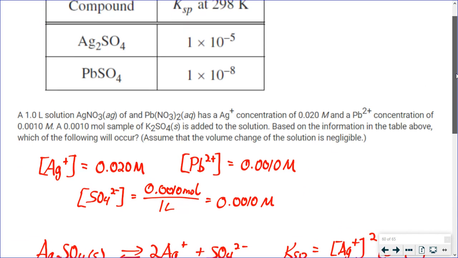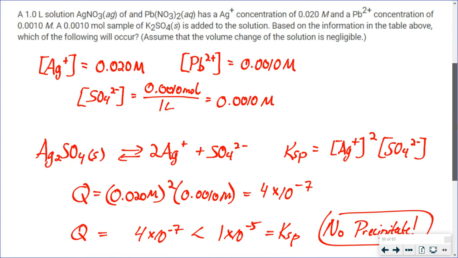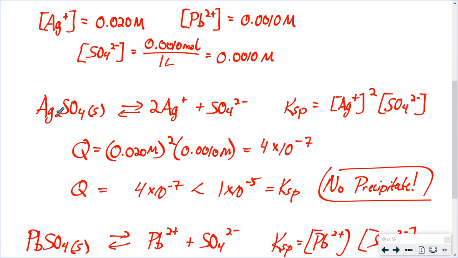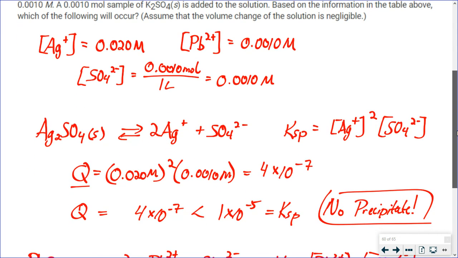Now, from that molarity, we want to calculate to see if we're beyond our saturation point. So you want to set up a little ice box or an equilibrium situation for each one of these compounds, the silver sulfate and the lead sulfate. And so our first one would be silver sulfate breaks up into 2 silver ions and 1 sulfate ion. The KSP would be our silver squared times our sulfate ion to the first power. And then we just take our concentrations that we calculated earlier, plug them in. We call that a Q value, reaction quotient, because we don't know if we're at equilibrium or not. And that comes out to 4 times 10 to the negative 7th. If you compare that to the KSP given to you in your problem, the KSP for silver sulfate was 1 times 10 to the negative 5th.